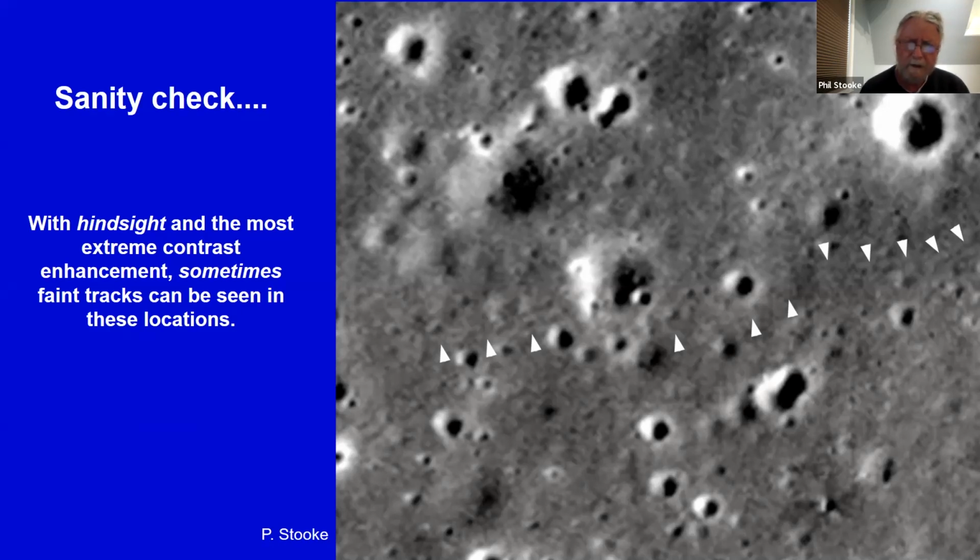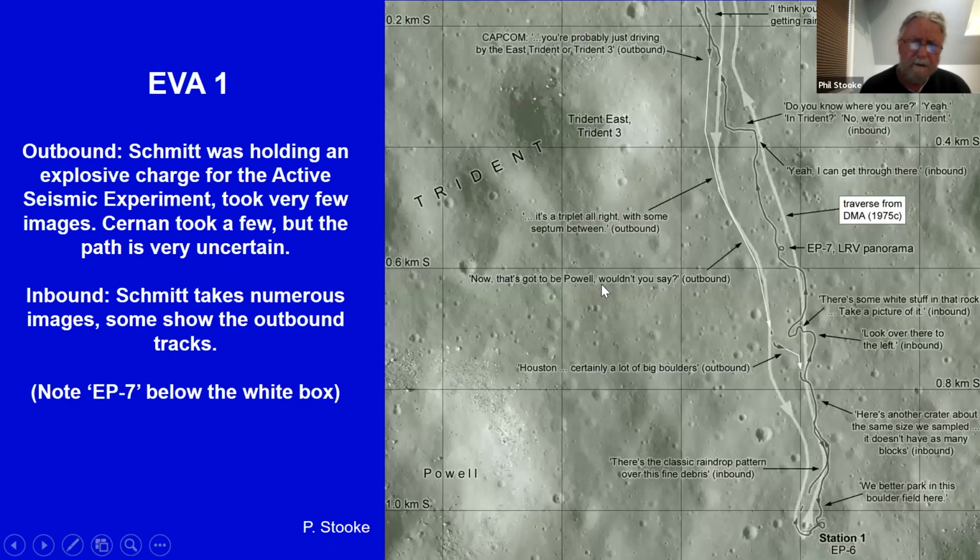Let's move on to the next slide. Yeah, next slide, here we are. So I'm going to look at a few examples here. This is EVA1. EVA1 was a bit of a problem because on the way out from the LEM to station 1, Jack was holding an explosive charge for the active seismic experiment. And so he couldn't take pictures.